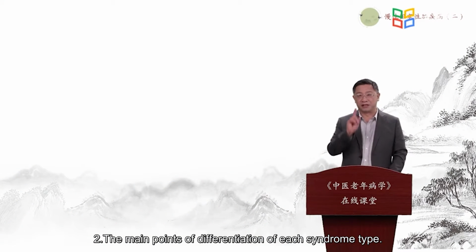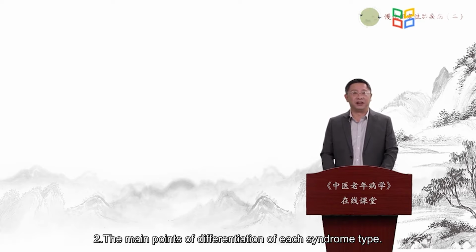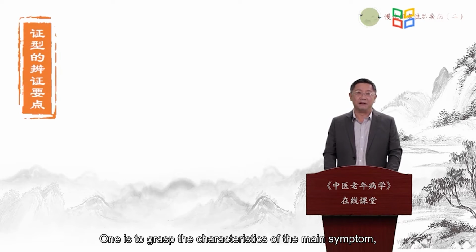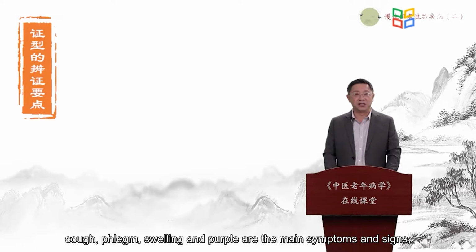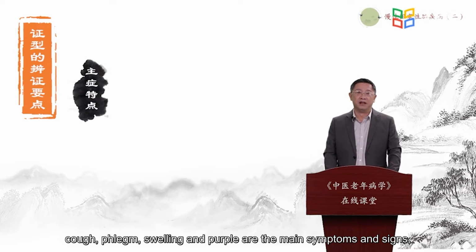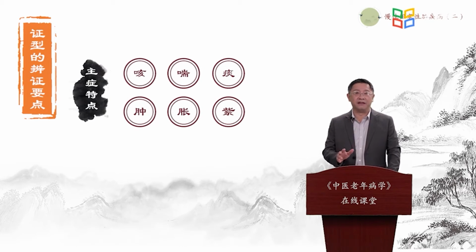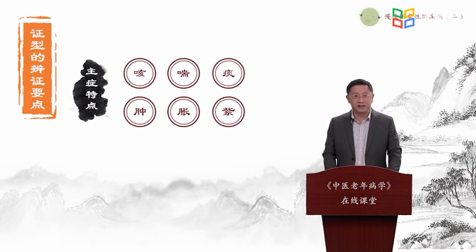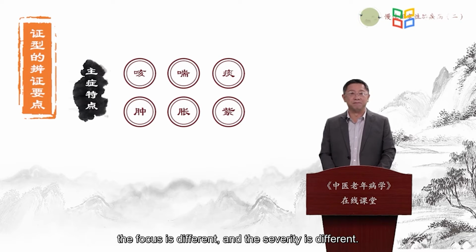The main points of differentiation of each syndrome type. One is to grasp the characteristics of the main symptoms. Cough, flame, swelling, and purple are the main symptoms and signs. But the manifestation of each syndrome type is different. The focus is different and the severity is different.